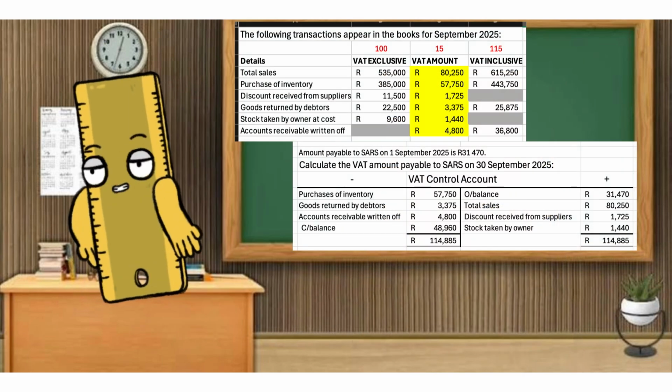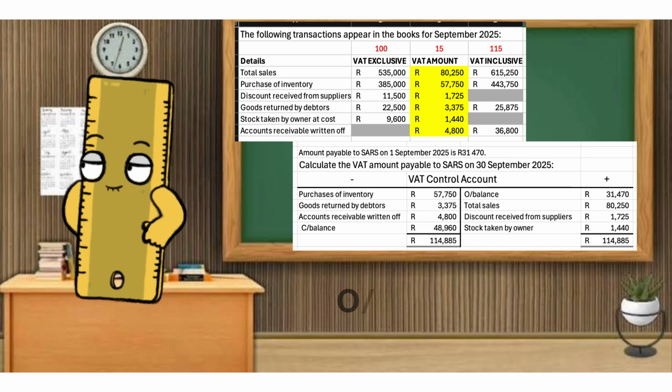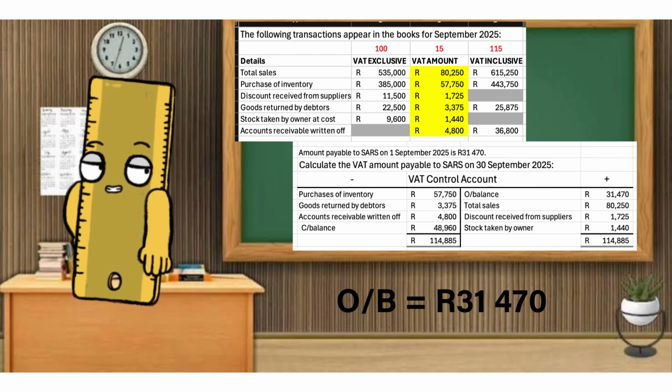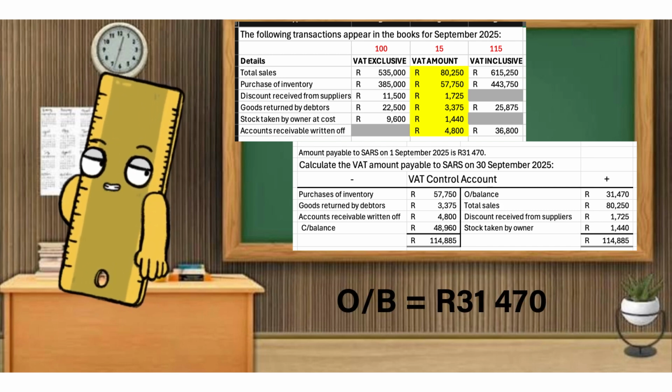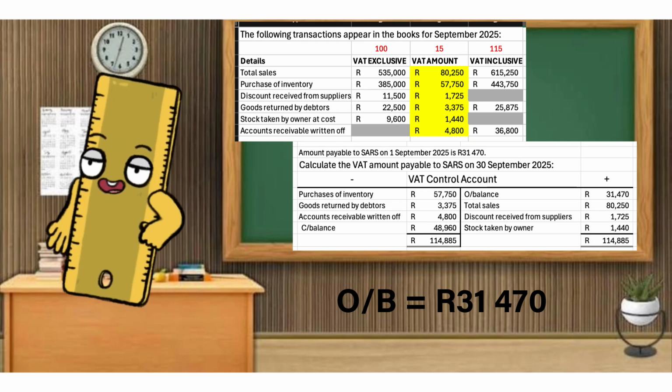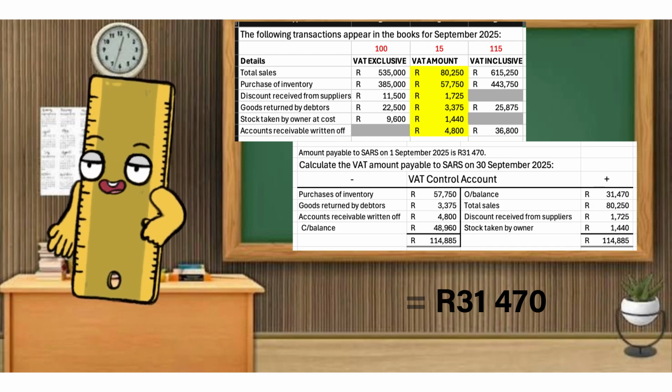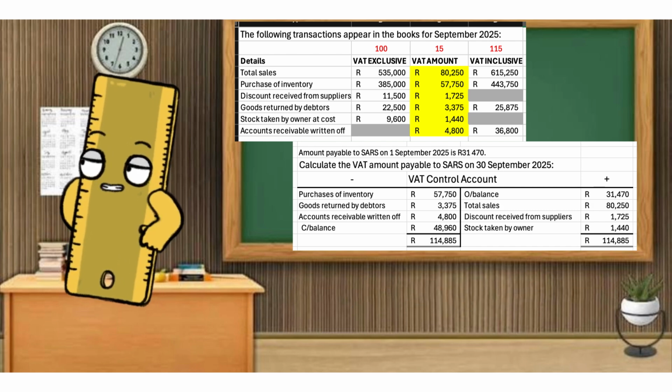Our opening balance is found on the credit side of the VAT control account and consists of 31470. Next, we draw for ourselves the VAT control account. The credit side is for all our VAT output. This is the VAT we've collected from our customers. Just look at the spreadsheet.